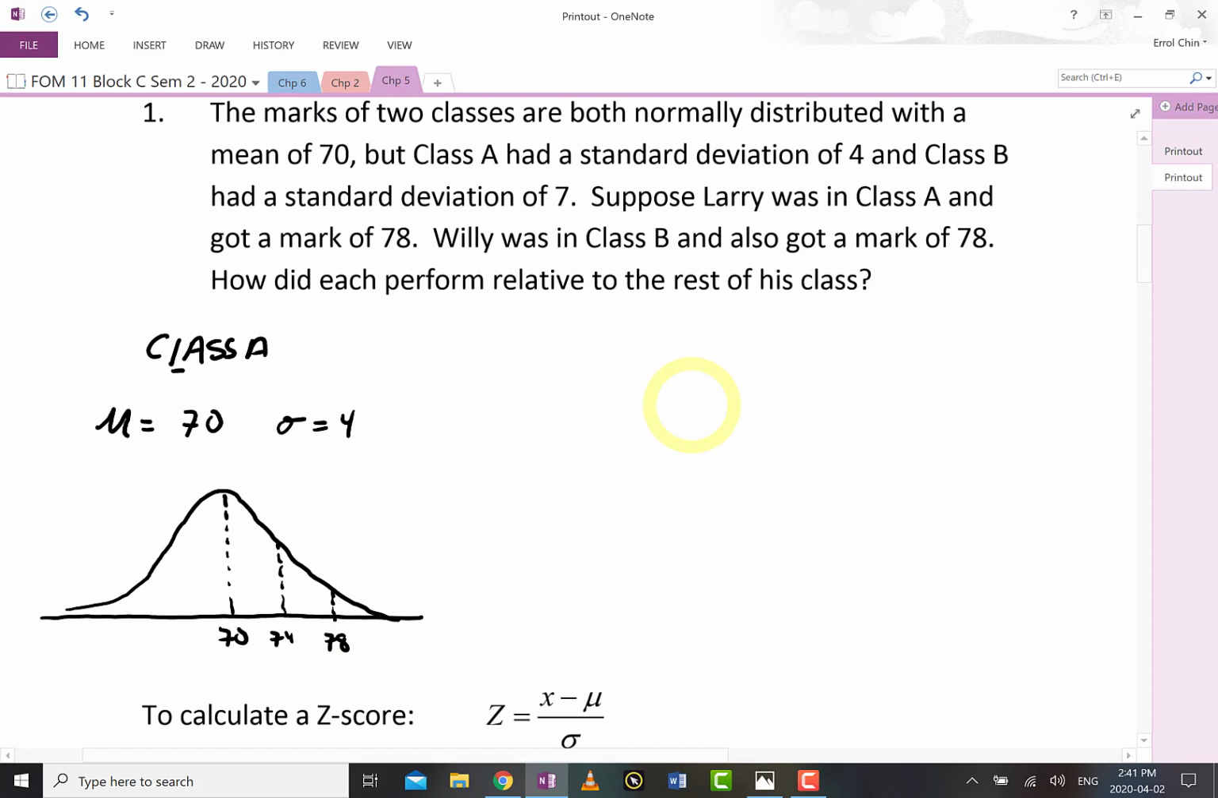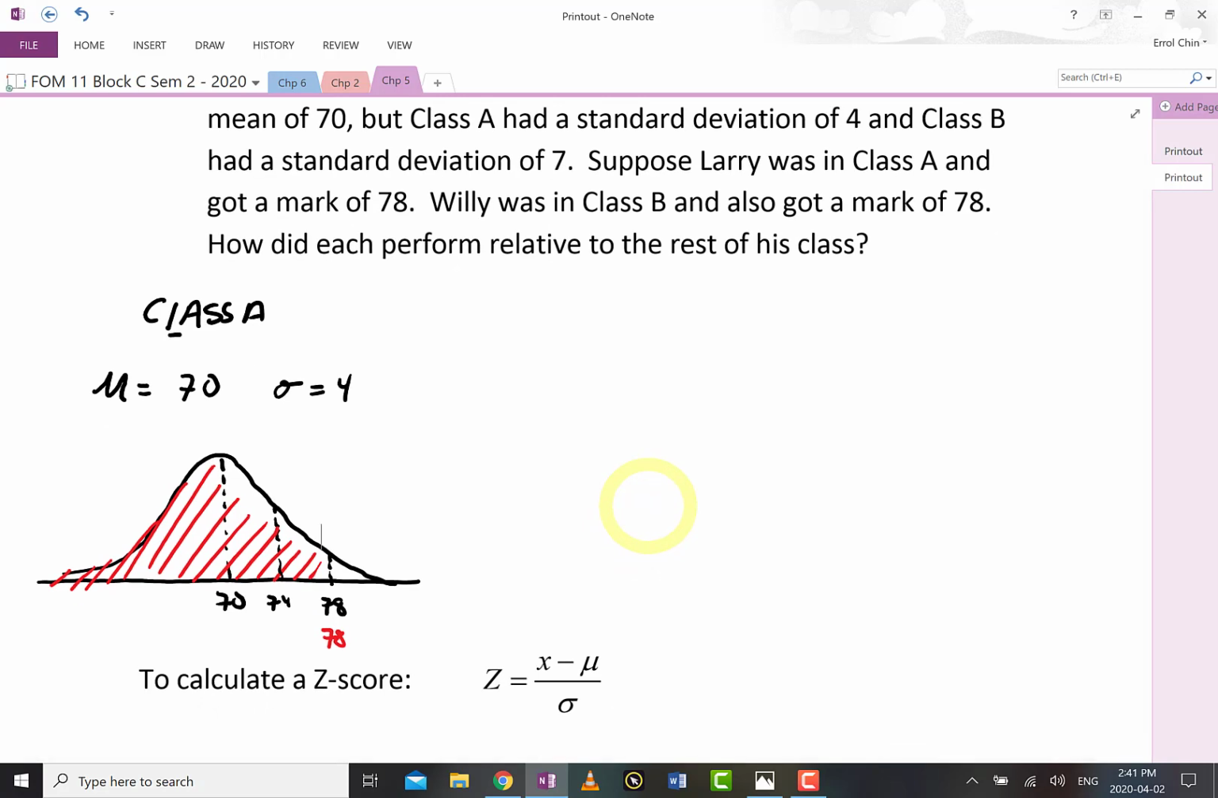And so it says here Larry was in class A and got a mark of 78. Well, that means Larry earned 78. That means he beat everybody below him. Well, what is the percentage of the members in his class that he beat? Well, in our previous lesson, we know that this area here was 34%. This area here in the next standard deviation was 13.5%. And of course, he beat everybody below the average, which was 50%.